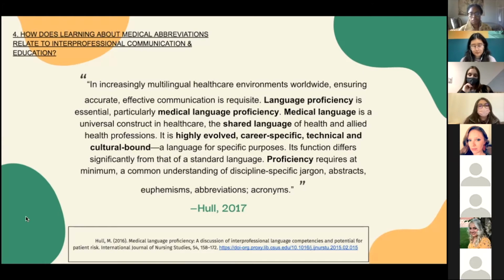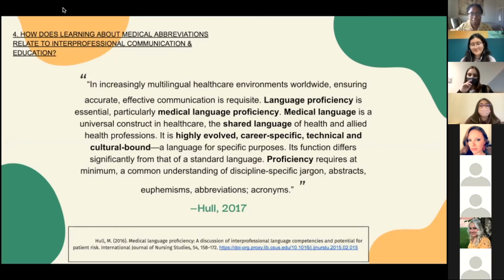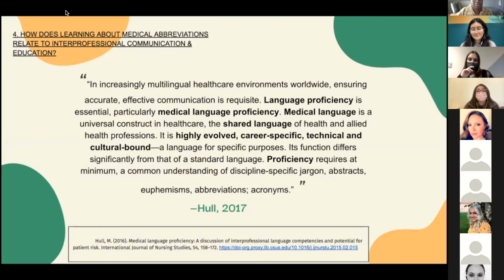Proficiency requires, at minimum, a common understanding of discipline-specific jargon, abstracts, and then I'm going to need help with this word, euphemisms. Euphemisms, abbreviations, and acronyms. Wow. This statement is just saying it needs to be very specific. Thank you, Rebecca.